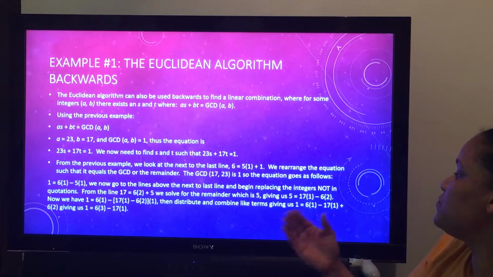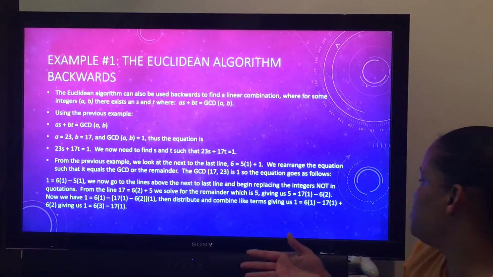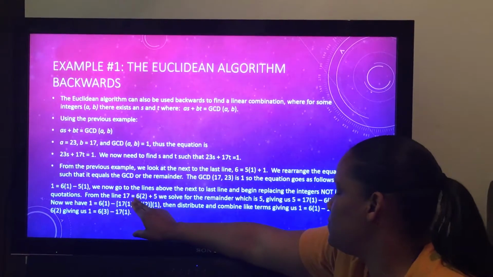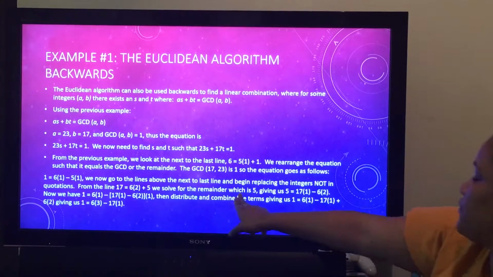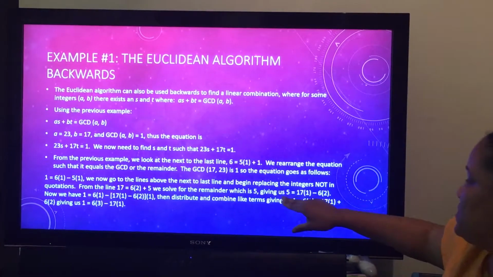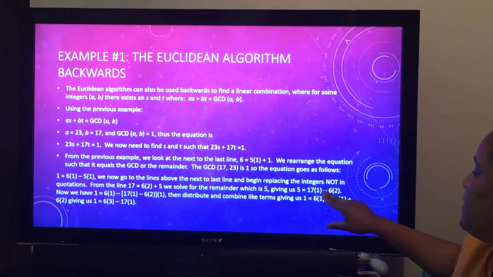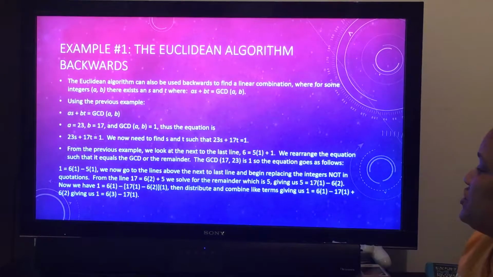From there, we go to the line above, the next line, and replace the integer not in the equation. So from the line 17 equals 6 times 2 plus 5, we're going to solve for the remainder, which is the 5, which gives us 5 is equal to 17 times 1 minus 6 times 2. That's just us moving the equation around.